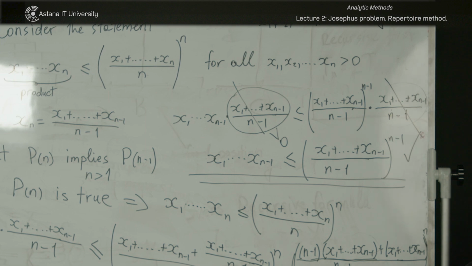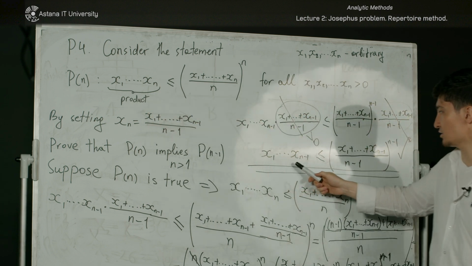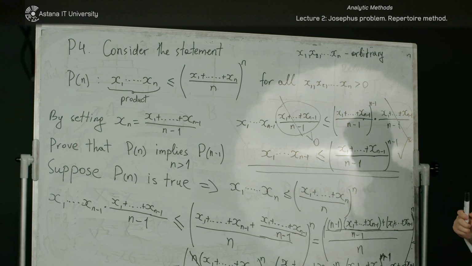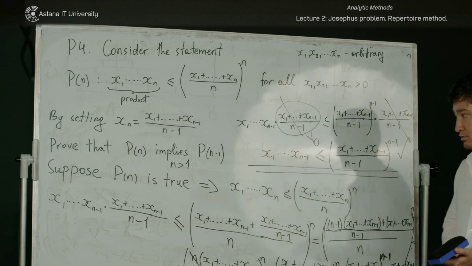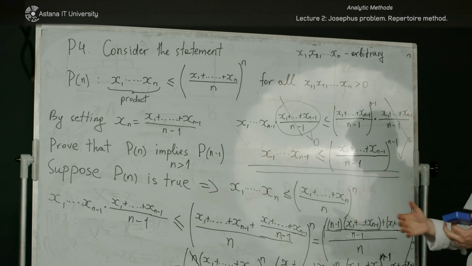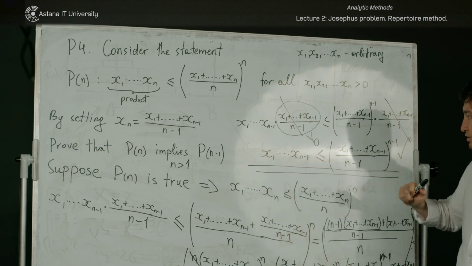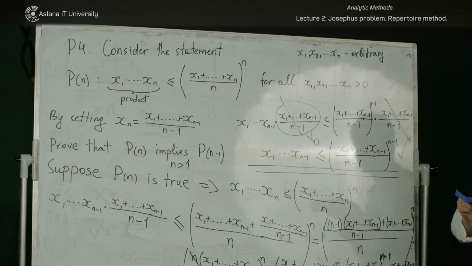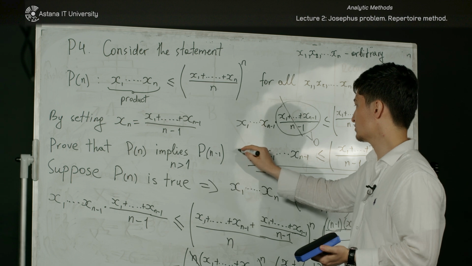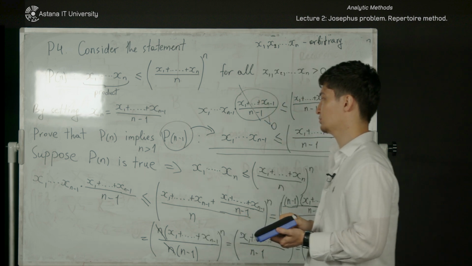So this is it. If this is your Pn statement, then this is our P of n minus 1 statement. And we proved that. We supposed that Pn is true, and by using manipulations, we came to the conclusion that this expression is also true, which is P of n minus 1.